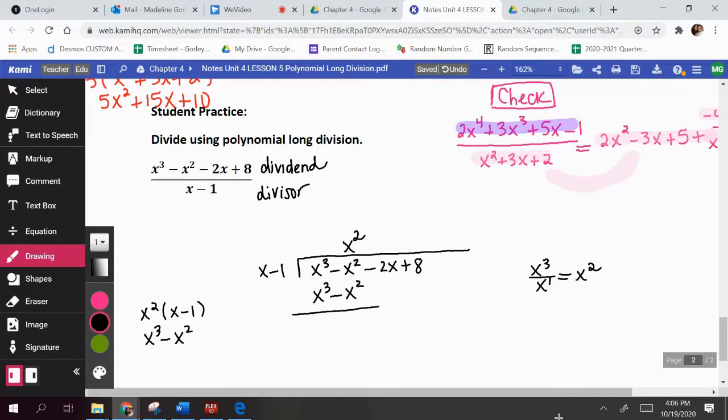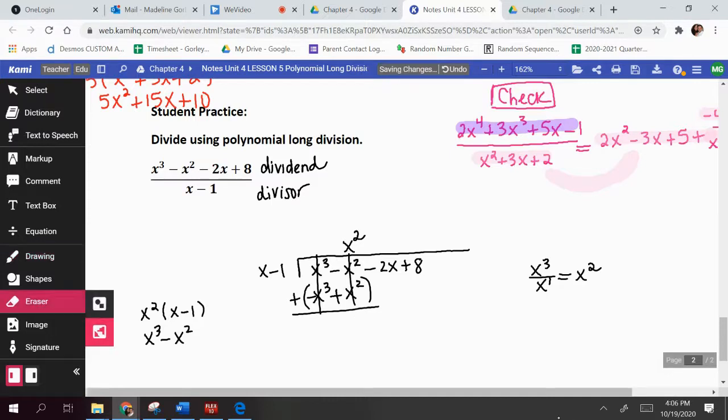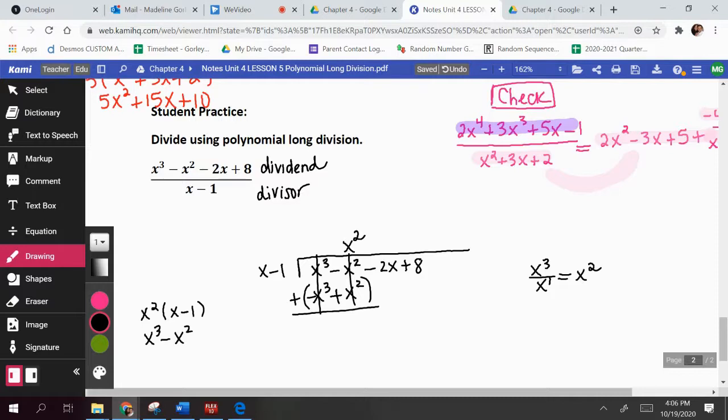When I draw the line, I have to change the signs, right? So I'm going to change the signs. Here we go. Plus, minus, plus. Add down. Those cancel. Ooh, those cancel too. So really I'm left with nothing. You could put 0 here if you want, but I'm just going to leave it as nothing. And I do divide, multiply, and subtract.